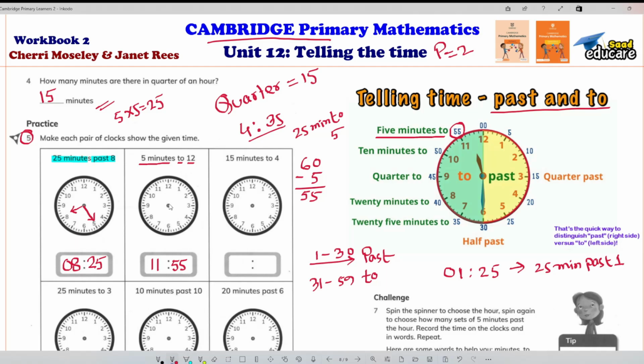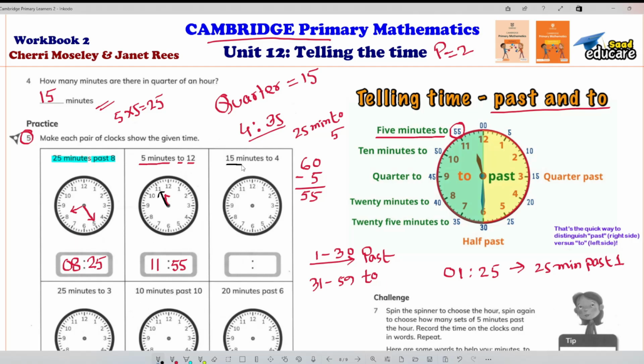So this is 11. It means near about 12, right? And the hour hand is near about 12, between 11 and 12, and the minute is 55. It means here. We can make it larger.